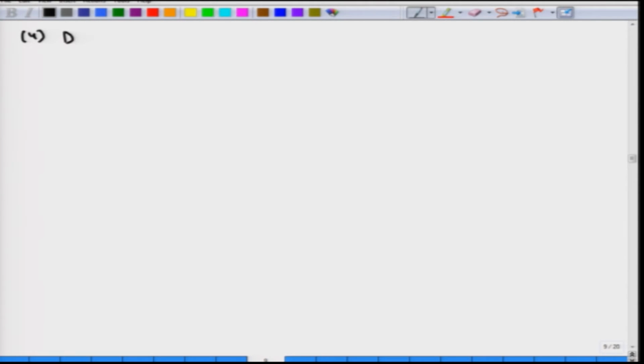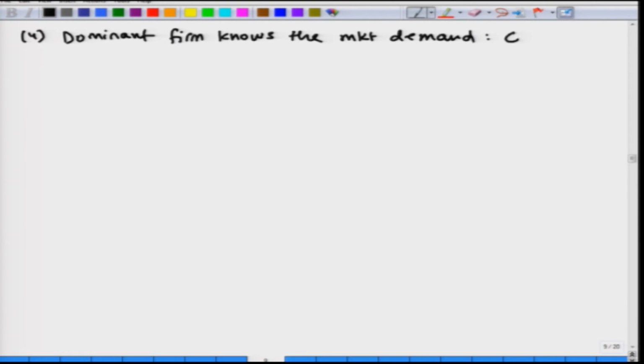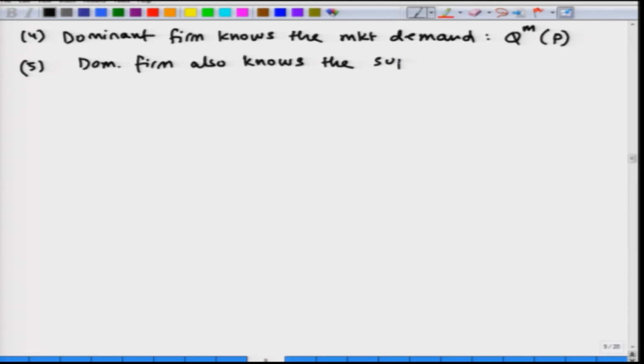The dominant firm knows the market demand, which is given by Qm as a function of P. The dominant firm also has enough information to know the total supply curve of the fringe firms. Let us call the supply of the fringe firms QF(P).